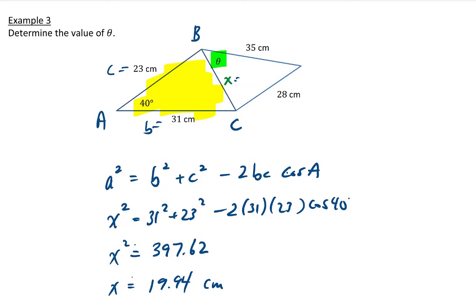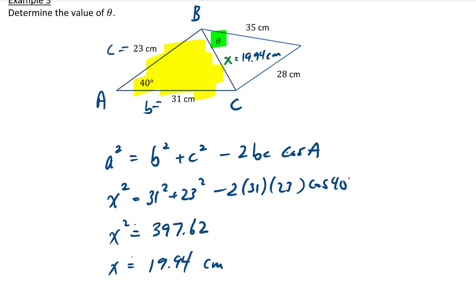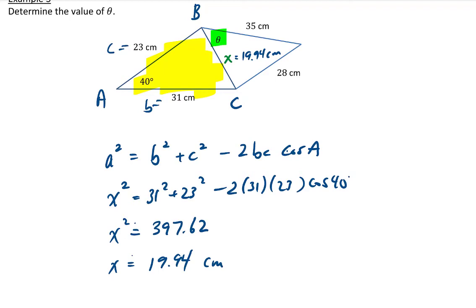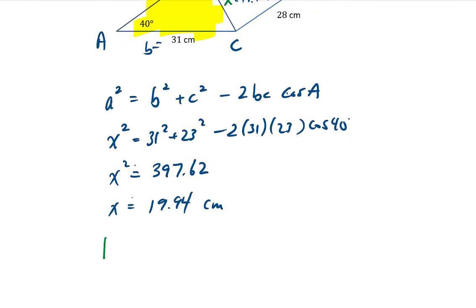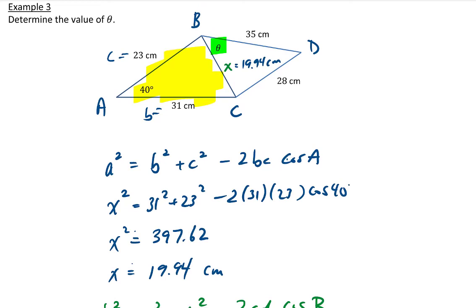Now that we have x in our diagram, so we have 19.94 centimeters, we need to use the cosine law once again. But this time we want to find angle theta. So let's label this as B, C, D. We want to look for angle B, so that means I need to start with B squared for my cosine law. So B squared equals C squared plus D squared minus 2CD cosine of angle B. Notice angle B, side B, because we're looking for angle B, so I need that in the equation.